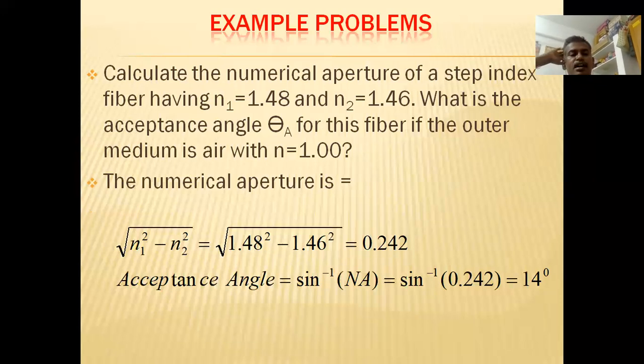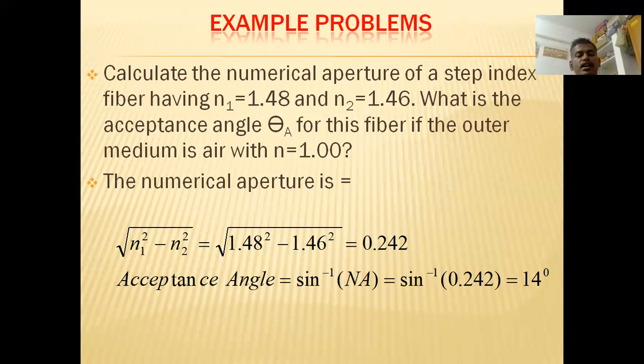The second problem is to calculate numerical aperture for a step index fiber having n1, which means core refractive index, n1 is equal to 1.48 and n2, cladding refractive index, n2 is equal to 1.46. What is the acceptance angle theta A for this fiber if the outer medium is air with n is equal to 1? So here we are going to calculate acceptance angle theta A. Before calculating theta A, first we are going to calculate numerical aperture, and from that numerical aperture we are going to calculate acceptance angle theta A.